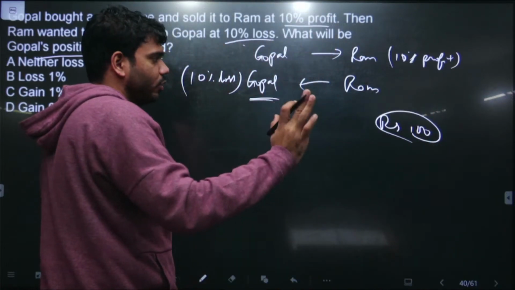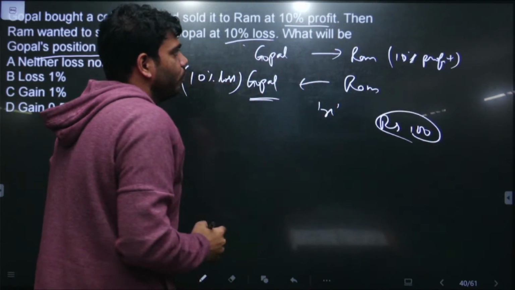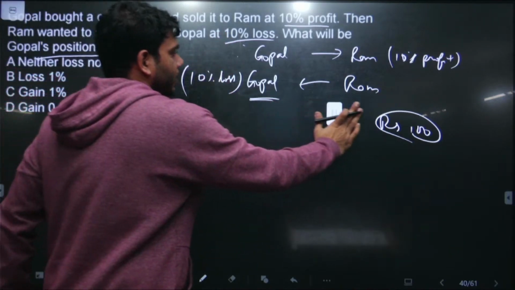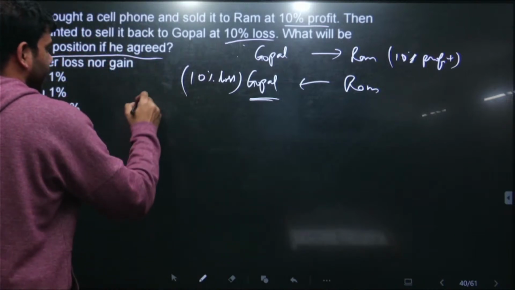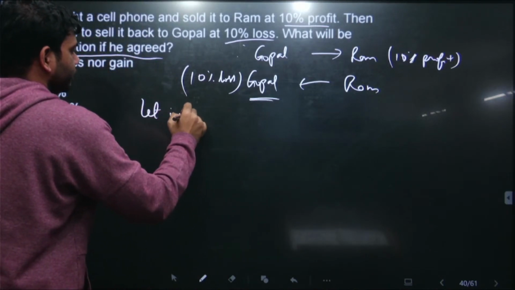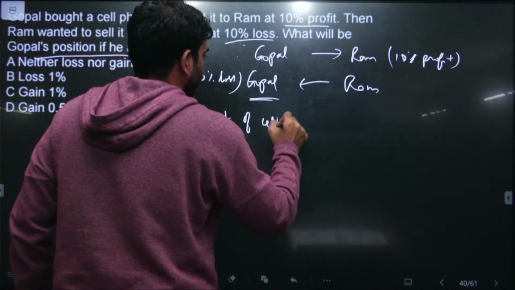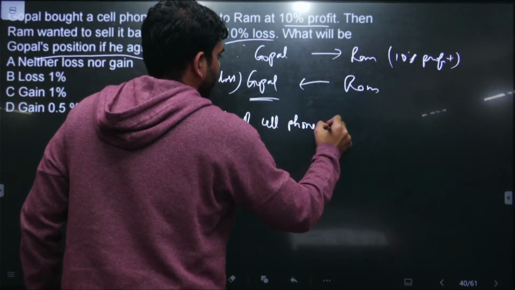You can take anything as you want. You can take it X also. If you want, you can take the initial price of this cell phone to be X also. So for simplification of the solution, we are taking the initial cost of the cell phone to be rupees 100.